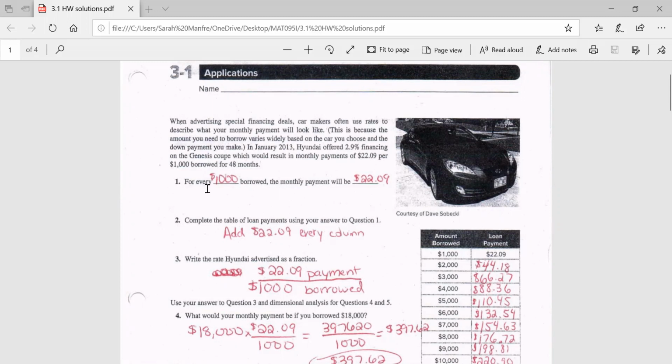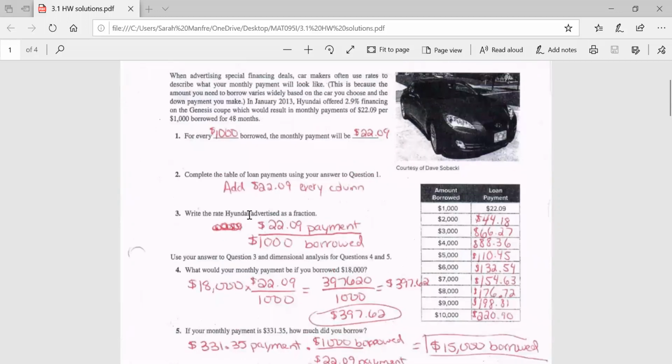So question 1 says for every blank borrowed, the monthly payment will be blank, and that's where you got those numbers from, right from there. Complete the table. So I know that every $1,000 that it went up, I had to increase by $22.09. So to get these numbers, I just added $22.09. I was able to add $22.09 every time because the amount borrowed always increased by 1,000. If it increased by something other than 1,000, you would have to take that into consideration.